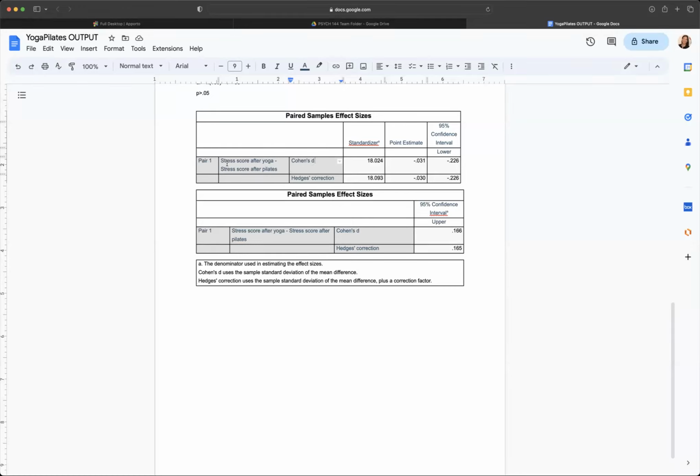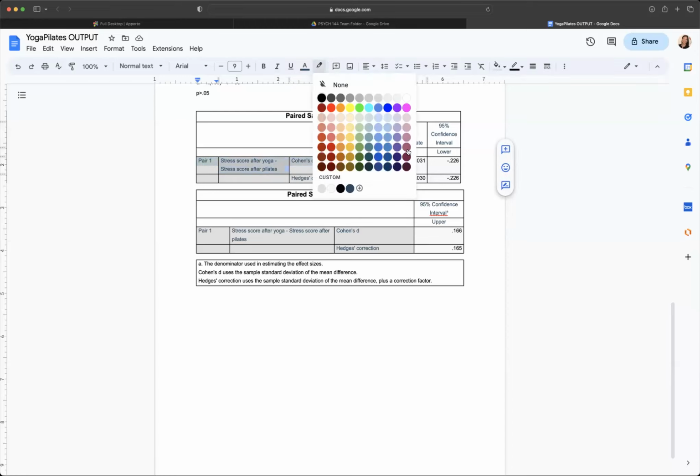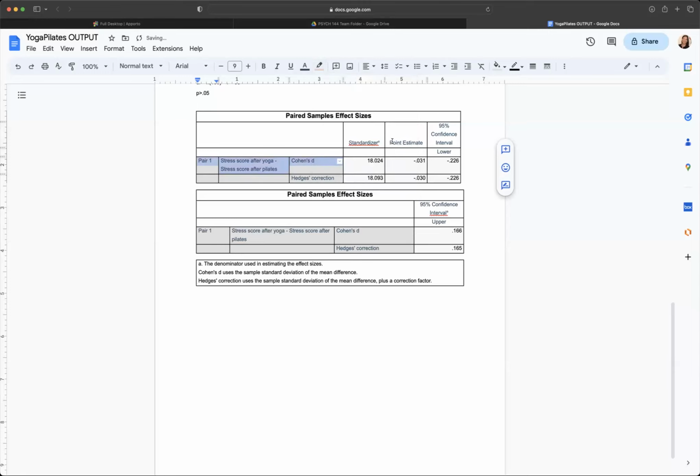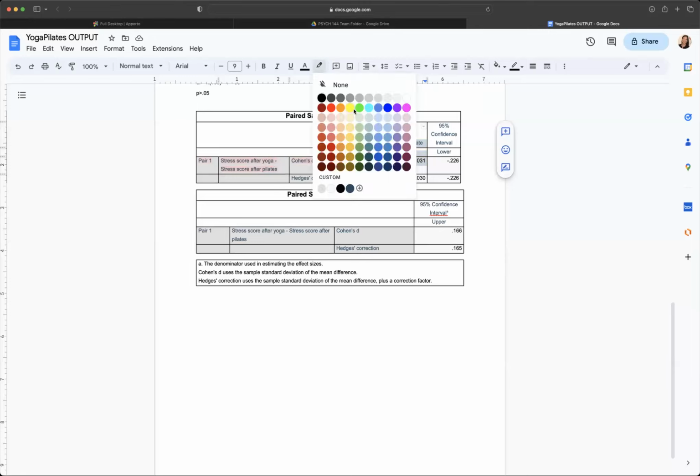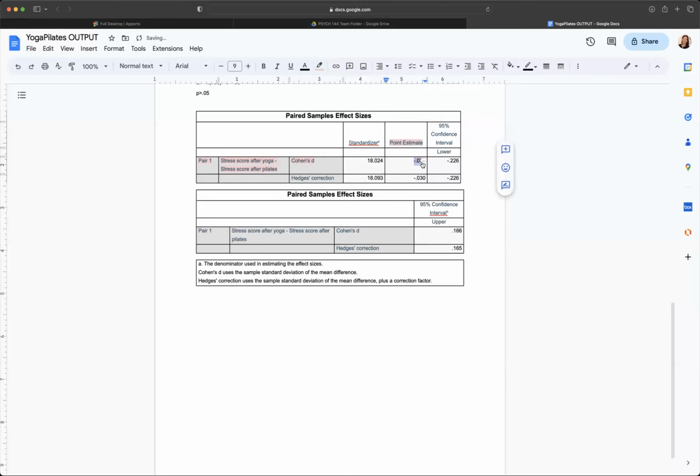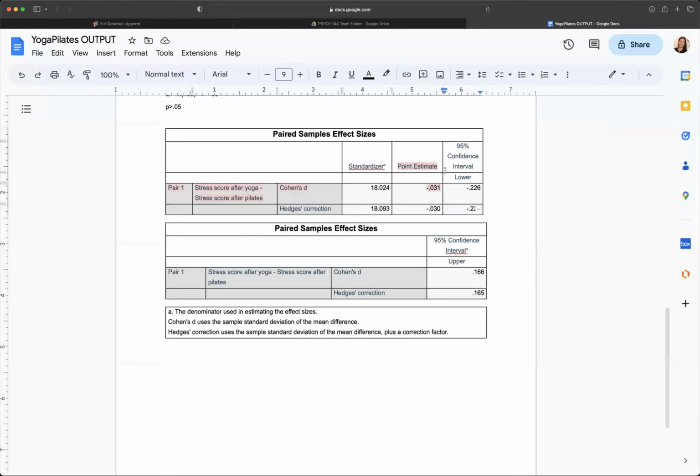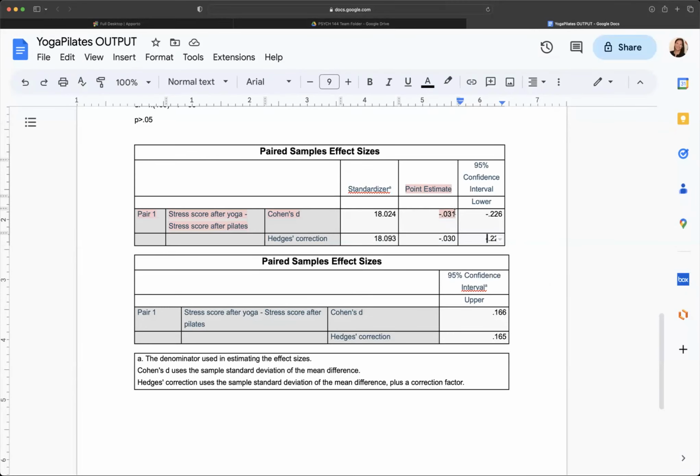So here we're looking for this line, Cohen's d. And we are looking for the point estimate on that line, which is right here. So this is our Cohen's d, this point, negative 0.031. I just realized this is kind of small. But this is the negative 0.031 for Cohen's d. So we have a very small Cohen's d.